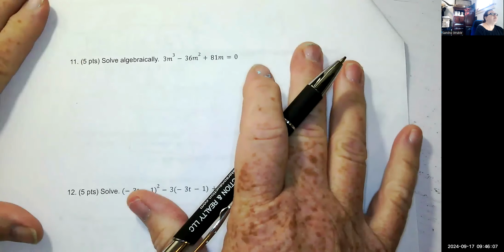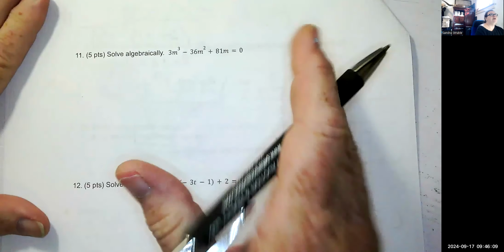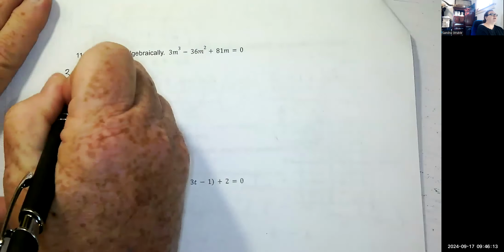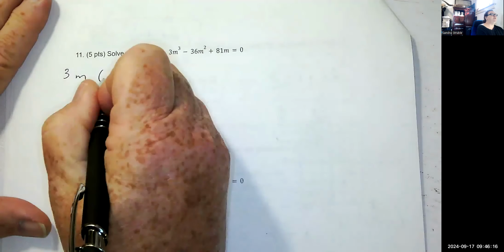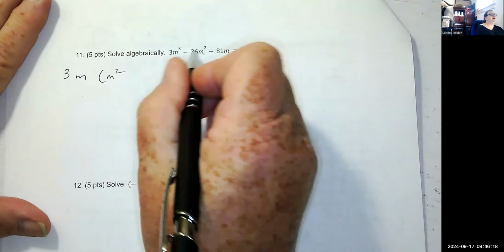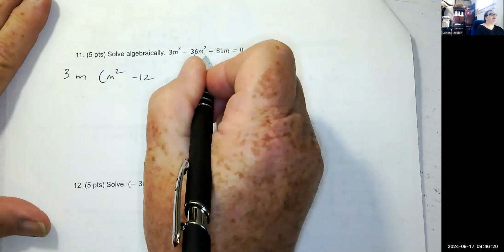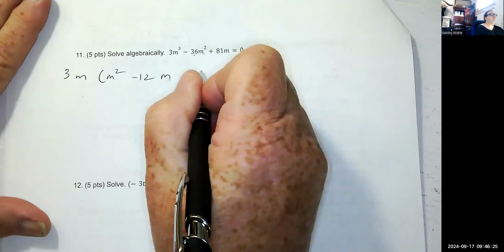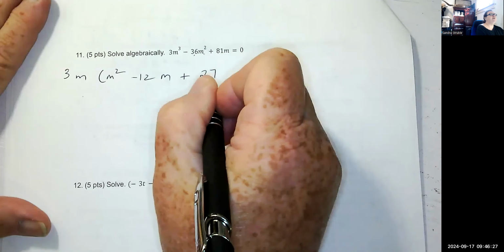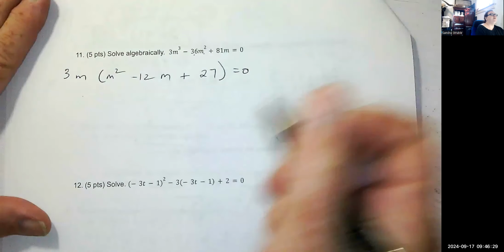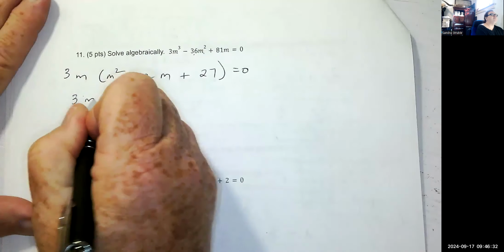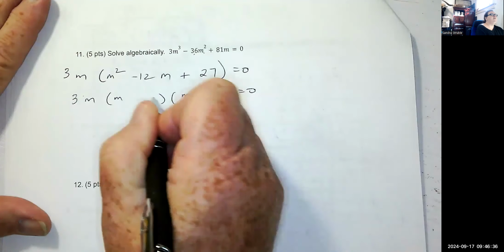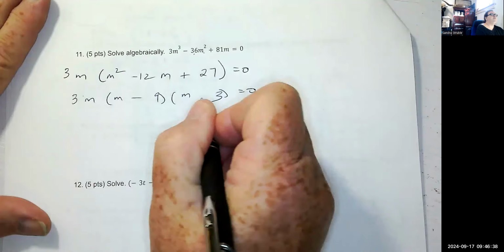All right, solve algebraically. So first thing I do when I see this is what do they have in common? They have a 3 in common and they have an m in common. So I'm factoring out a 3m and I get m squared. Taking out a 3 from here, I get -12. Taking out an m, I'm left with an m. Taking out 3, I'm left with 27 and no m. All right, so I need to keep factoring. m, 9, 3, both negative.